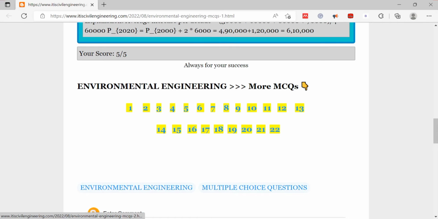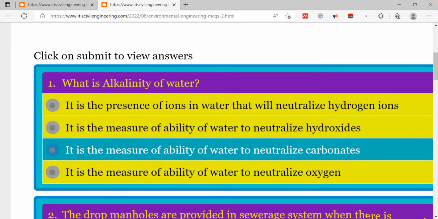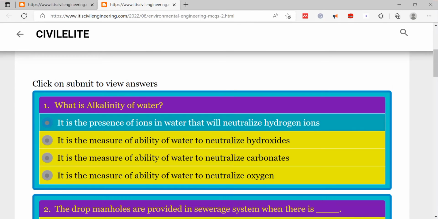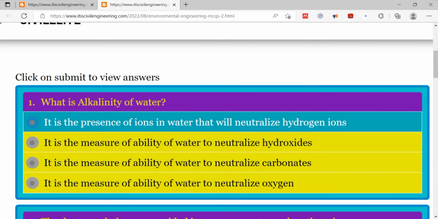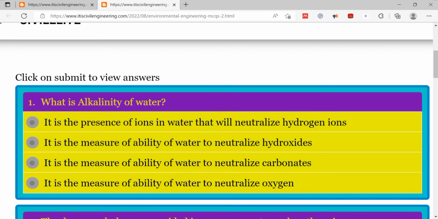Now let's go to our next question. What is alkalinity of water? So by alkalinity of water, we mean that it is the presence of ions in water that will neutralize the hydrogen ions.